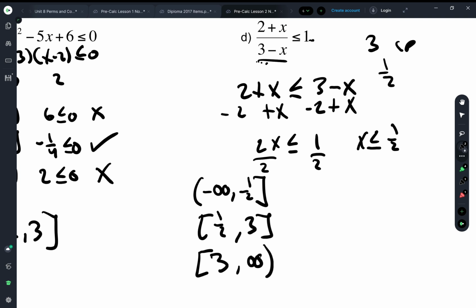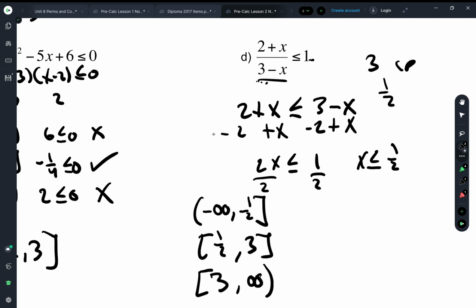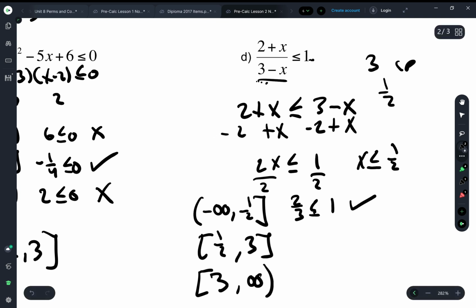Okay, negative infinity to 1/2. Let's try 0. 0 is a good one to try. If you put 0 in here, you get 2/3 less than or equal to 1. True. 2/3 is less than or equal to 1.